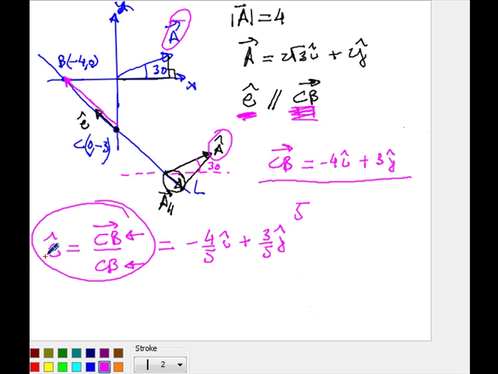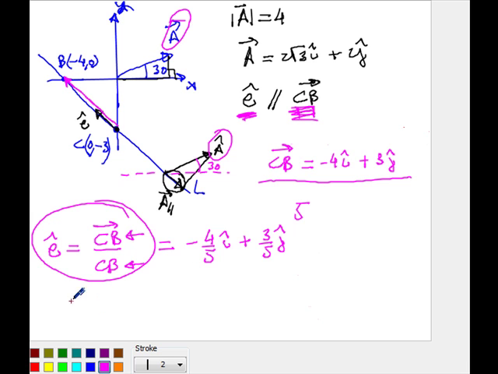Okay, so in this particular case, if you calculate the magnitude, you end up with 16 divided by 25 plus 9 divided by 25. 16 plus 9 is 25, divided by 25 is 1. Square root of 1 is still 1. So we're good. Okay, that's it. Problem is done. So now we need to calculate A dot E.